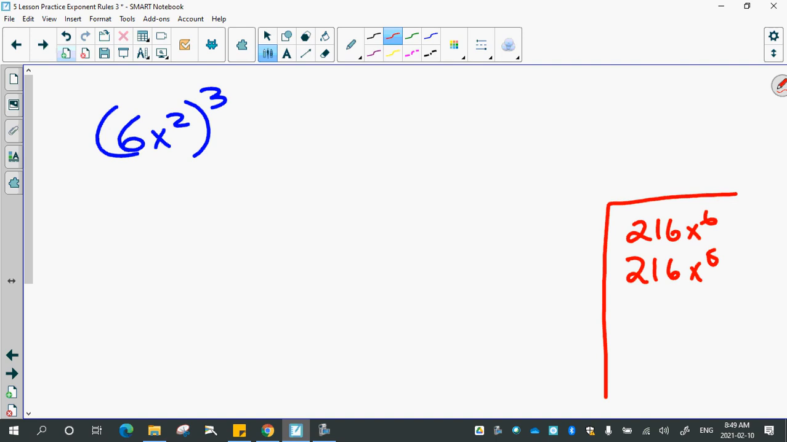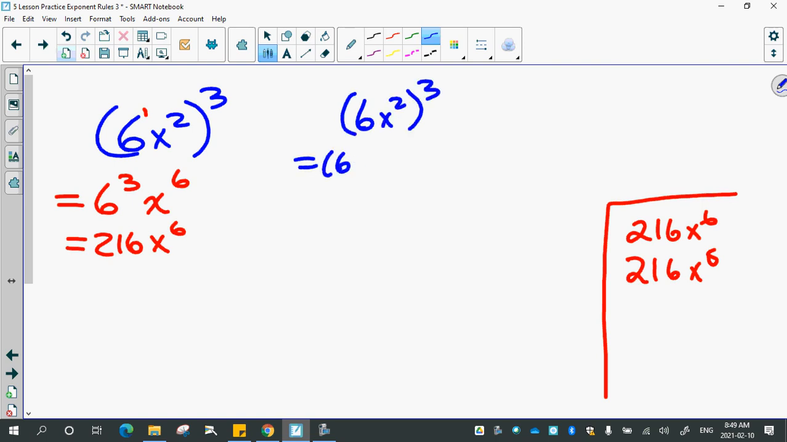So let's see. Our new way of thinking about it would have been to do 6 to the power of 3, because 1 times 3 is 3. x to the power of 6, because 2 times 3 is 6. And then put in my calculator, 6 to the power of 3, or 6 times 6 times 6, is 216x to the 6.